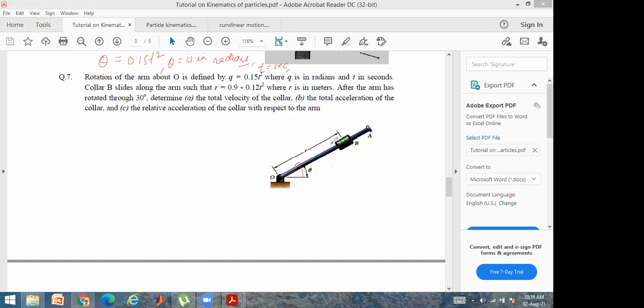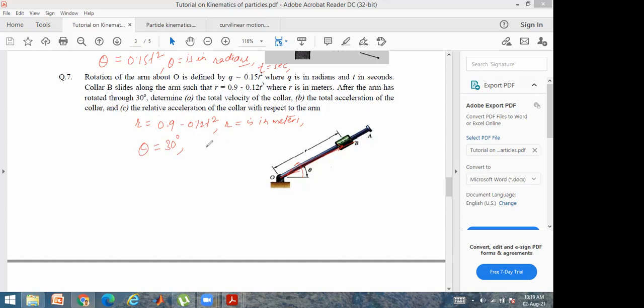Polar V slides along the arm, that means polar V moves along this arm. Its expression is r equals 0.9 minus 0.12 t square, where r is in meters. After the arm has rotated through 30 degrees, that means theta has been rotated through 30 degrees, determine the total velocity of the polar.